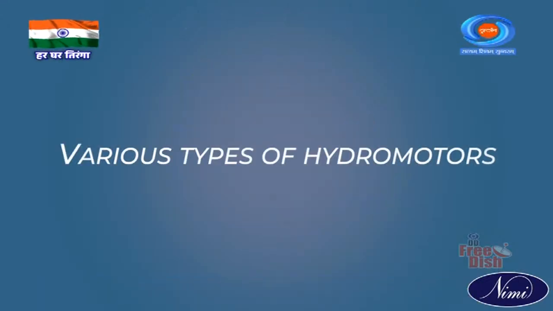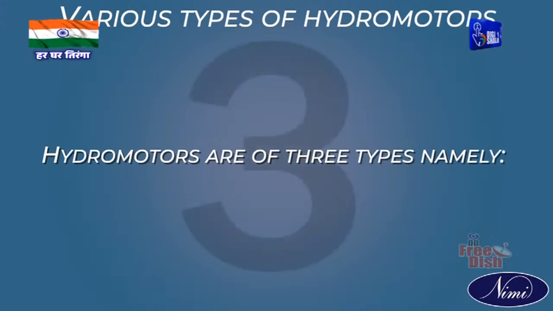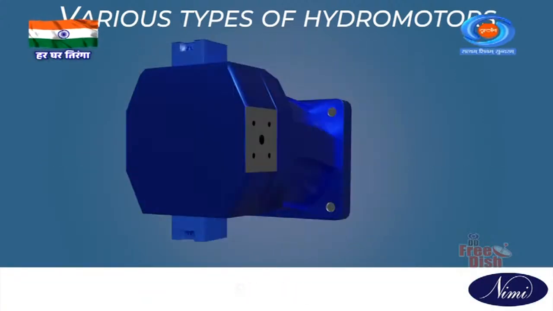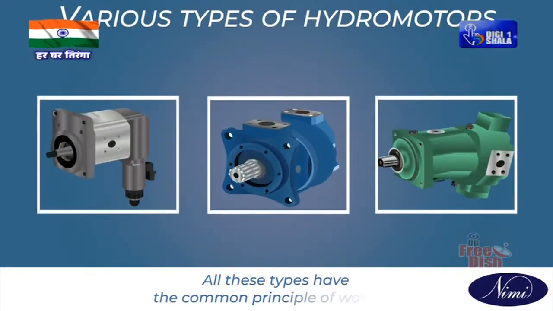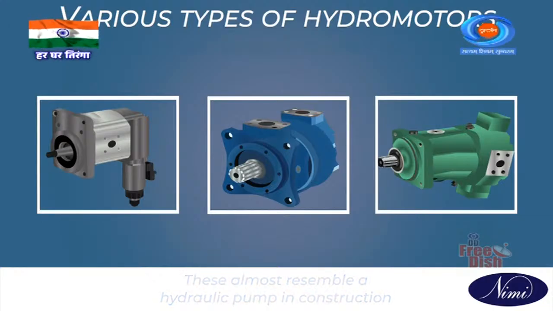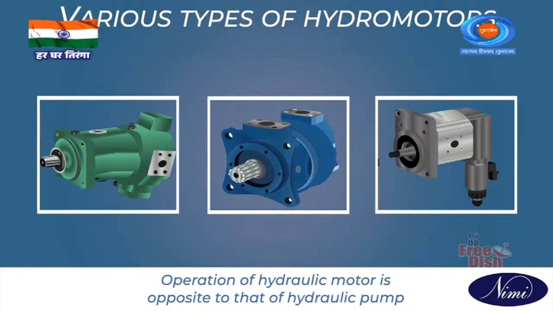Various types of hydromotors. Hydromotors are classified according to their internal design. Hydromotors are of three types, namely gear type, vane type, piston type. All these types have the common principle of working. These almost resemble a hydraulic pump in construction. Operation of a hydraulic motor is opposite to that of a hydraulic pump.